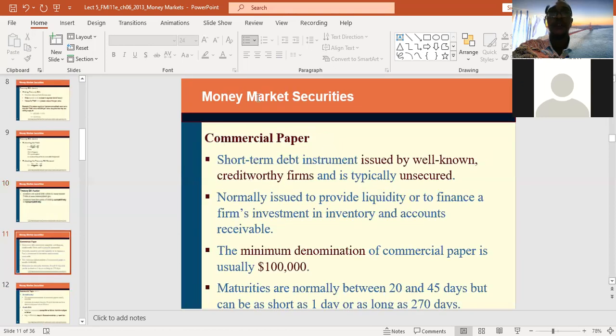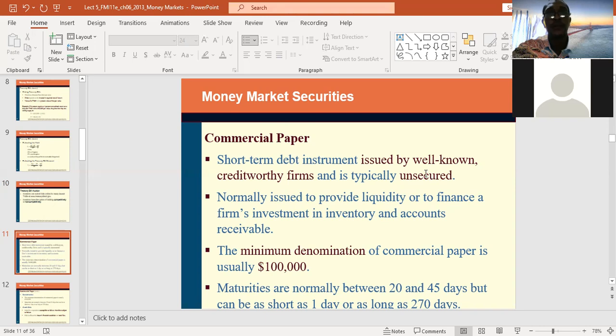Another type of money market securities is called commercial paper. Commercial paper is mostly issued by companies, and it is considered more risky compared to the treasury securities. It is a short-term debt instrument issued by well-known creditworthy firms, and is typically unsecured. You can see unsecured means that it is risky because companies can go bankrupt.